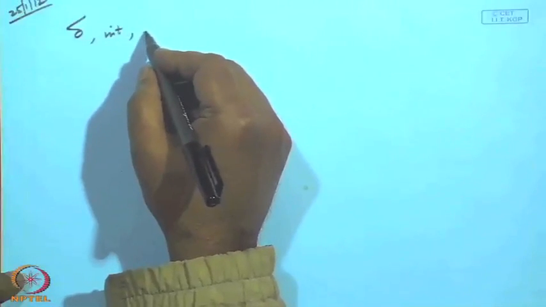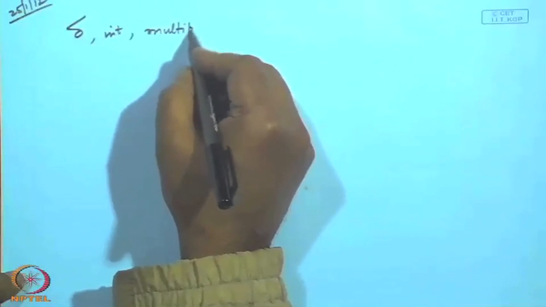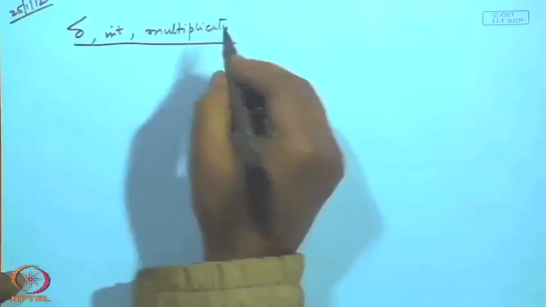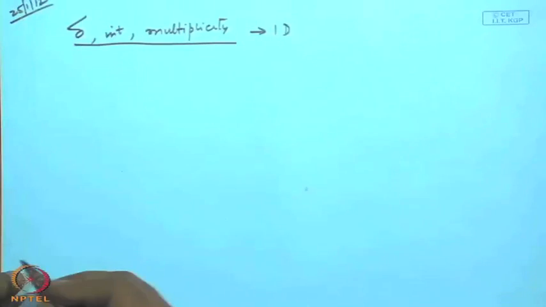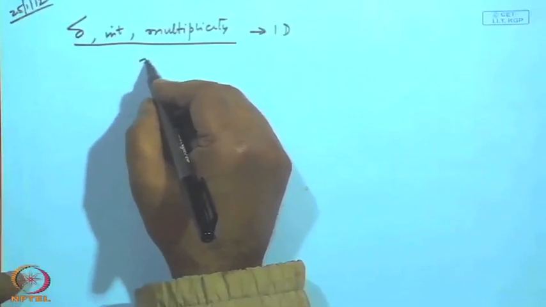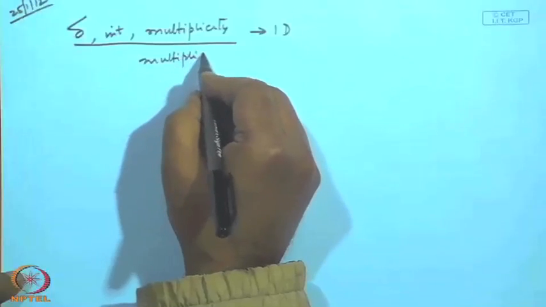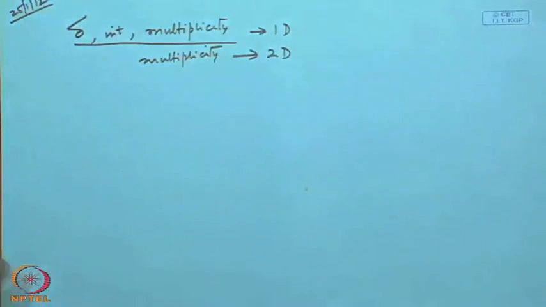So, just to very briefly introduce, what do we do normally in NMR? Delta, right, then integration, meaning how many protons, etc., and then multiplicity. These are the three things often. This is in 1D NMR. In 2D NMR basically we deal with multiplicity. Multiplicity is referred to as coupling, that is all. That means the coupling information is embedded in a 2D NMR.